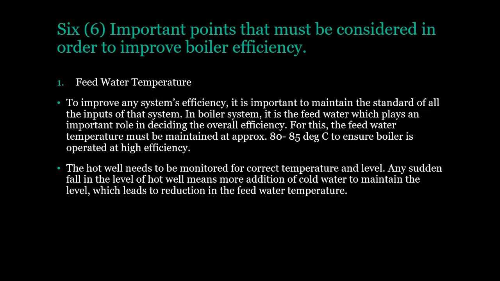Six important points must be considered in order to improve boiler efficiency. Feed water temperature. To improve any system's efficiency, it is important to maintain the standard of all the inputs of that system. In a boiler system, it is the feed water which plays an important role in deciding the overall efficiency. For this, the feed water temperature must be maintained at approximately 80 to 85 degrees Celsius to ensure the boiler is operated at high efficiency. The hot well needs to be monitored for correct temperature and level.